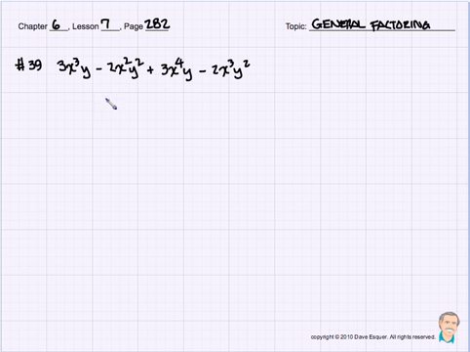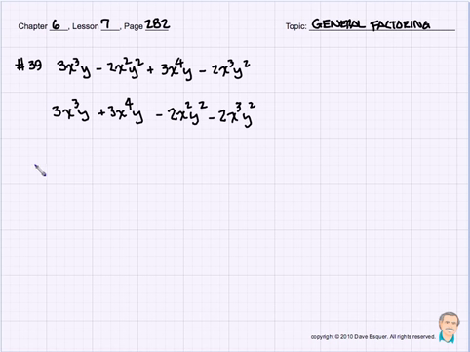Let's try number 39. This one has 4 terms, and I bet we should probably do something by grouping. Remember, lesson 7 is kind of a collection of everything. So let's move things around. Let's go with a 3x cubed y plus a 3x to the 4th y. Remember, this is a grouping clue. Minus a 2x squared y squared minus a 2x cubed y squared.